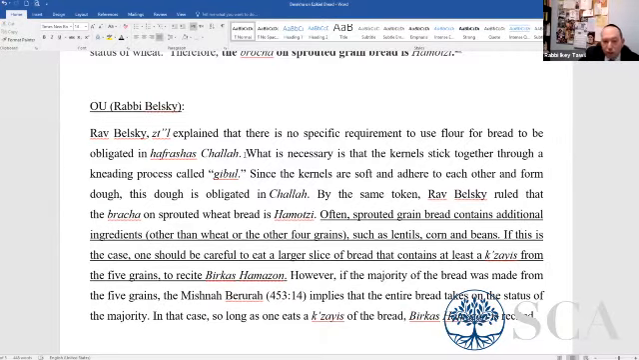But read this next line. What is necessary is that the kernels stick together through a kneading process called gibul. Gibul means a glob, a globule, a piece of dough. Gibul literally translated is to knead, K-N-E-A-D, to knead something together. So look at the chidush that he's going to say. Since the kernels are soft and adhere to each other and form dough, this dough is obligated in challah. By the same token, Rav Belsky ruled that the beracha on sprouted wheat bread is hamotzi.